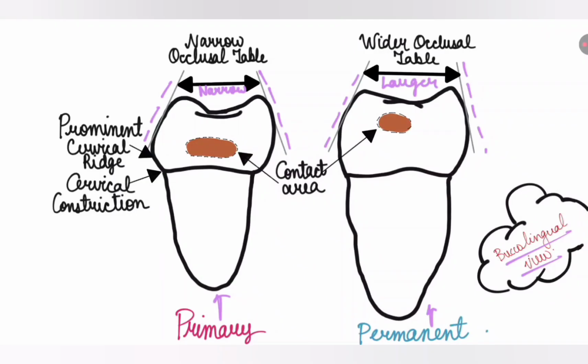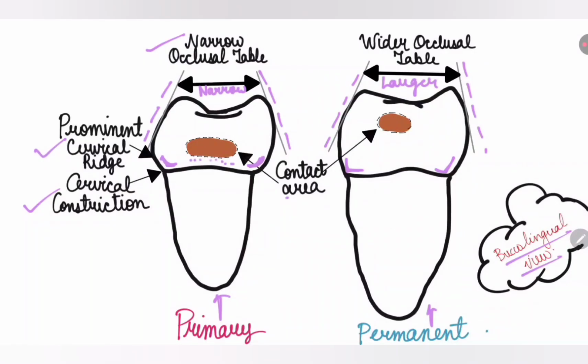Similarly, we see it here. What did we talk about? We talked about the cervical constrictions. So here, do you see in primary teeth you have cervical constrictions like this, but in permanent teeth you don't have it. You have it less. They are comparatively lesser in permanent teeth compared to primary teeth. And talking about the cervical ridge, here there will be a cervical ridge which will be more prominent and which will enhance the retention of the stainless steel crown. So we saw the narrow occlusal table, we saw the cervical ridge, cervical constrictions.